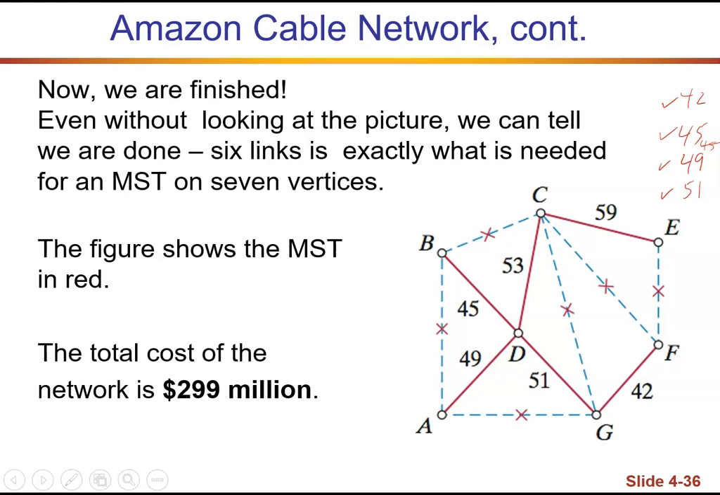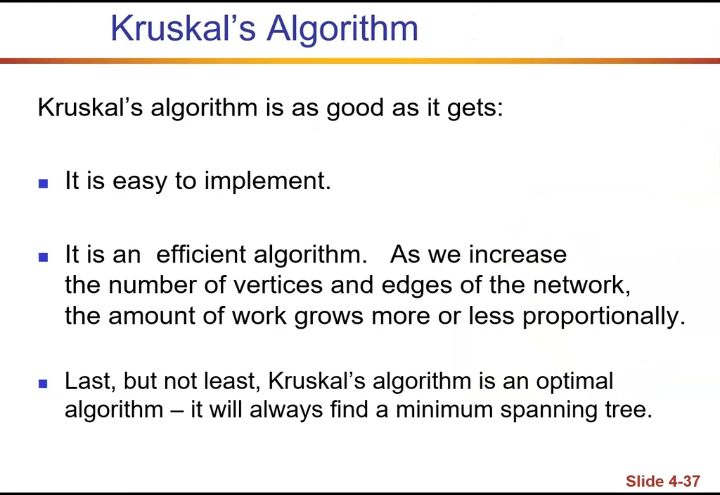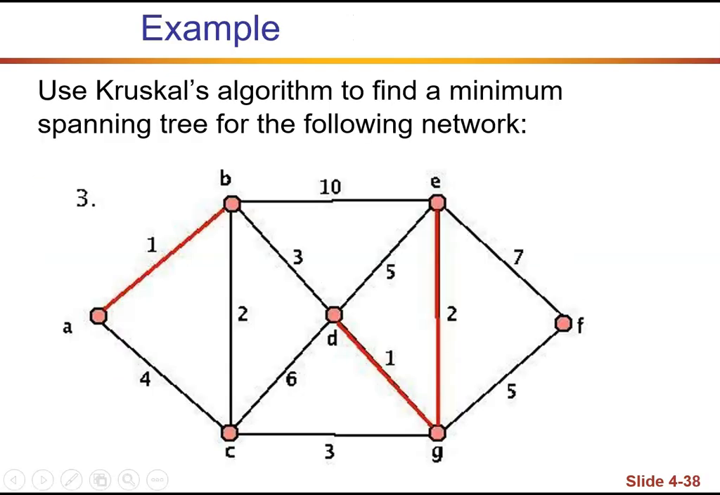So again, you can refresh your memory on this algorithm, which is, again, identical to the cheapest link. Okay? So again, easy to implement, it's efficient, and it will always give us the optimal solution. The algorithm gives us the minimum spanning tree. So again, let's try some examples here. So the first one, okay?